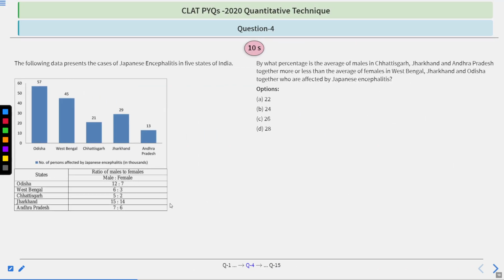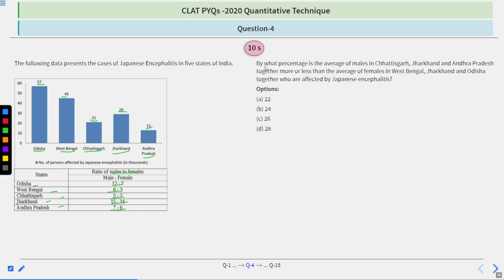The same data is given to you. In Odisha, the number of affected people is 57,000. In West Bengal 45, Chhattisgarh 21, Jharkhand 29, Andhra Pradesh 13. The ratio of male to female is given to you: Odisha 12.7, Bengal 6.3, Jharkhand 15.14, Chhattisgarh 5.2, Andhra Pradesh 7.6.